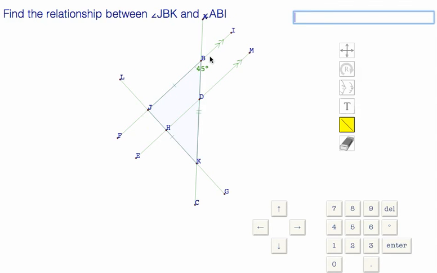All right, we have time for one more. JBK. So J to B to K, and ABI. So A to B to I, and that's vertically opposite.